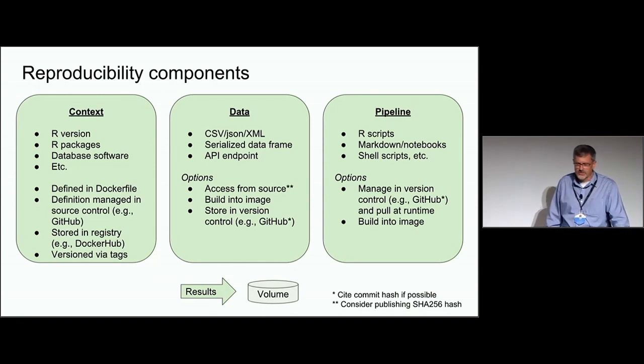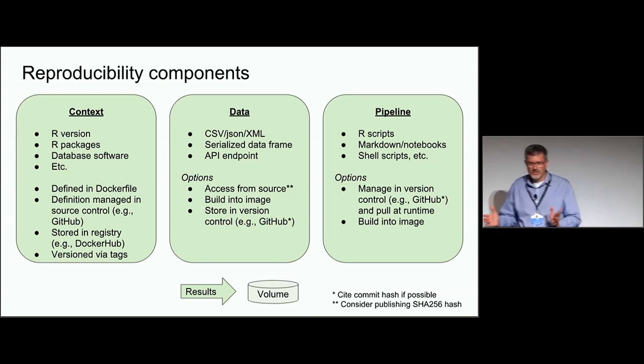For data, you can certainly distribute data as a container. So you could create an image that in the Dockerfile goes through and pulls all the data in and puts it in a database or just in CSV files. The image could get quite large, and so maybe this isn't practical for many scenarios, but if you really need to distribute the data, you can do so.